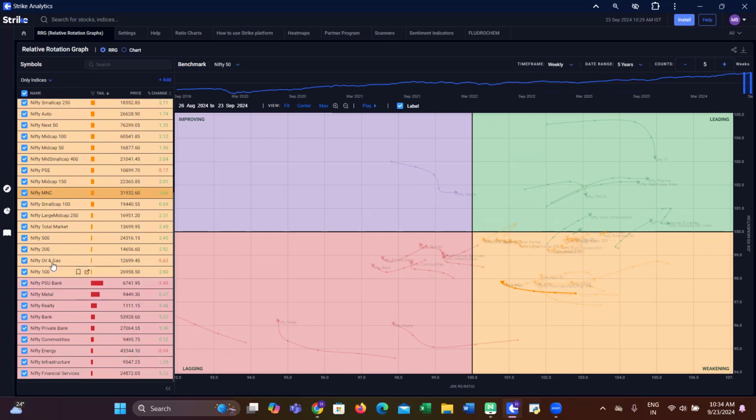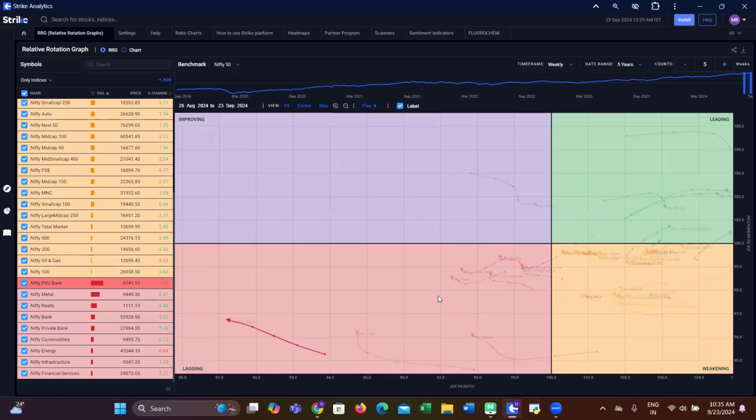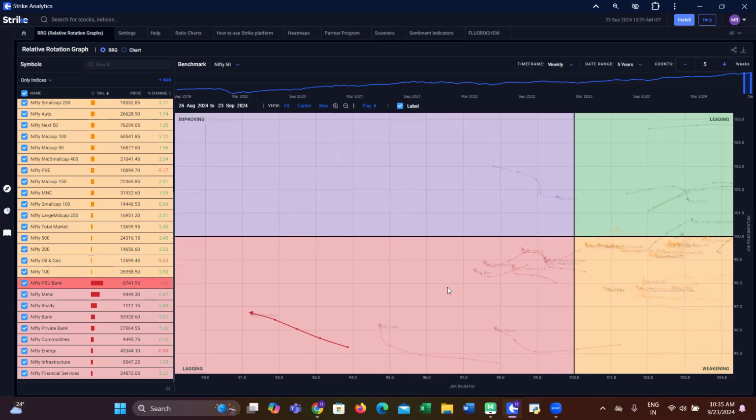Now let's look at oil and gas. Yeah, there is a significant reduction of RS momentum and RS ratio. We'll have to keep an eye if there is any turnaround. So it's not doing good at the moment. Nifty PSU Bank overall, it is in lagging, very significant decrease of RS ratio, but slight increase of the RS momentum. So we'll have to see how it behaves further.